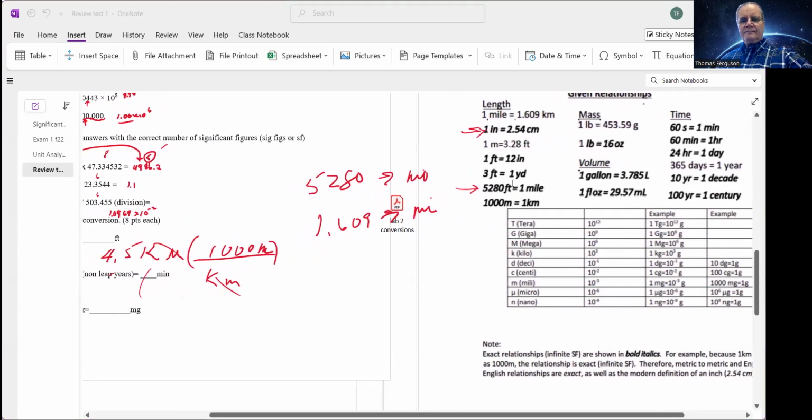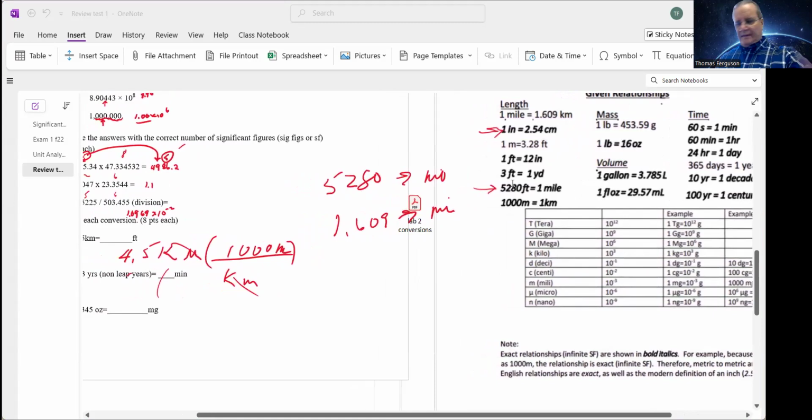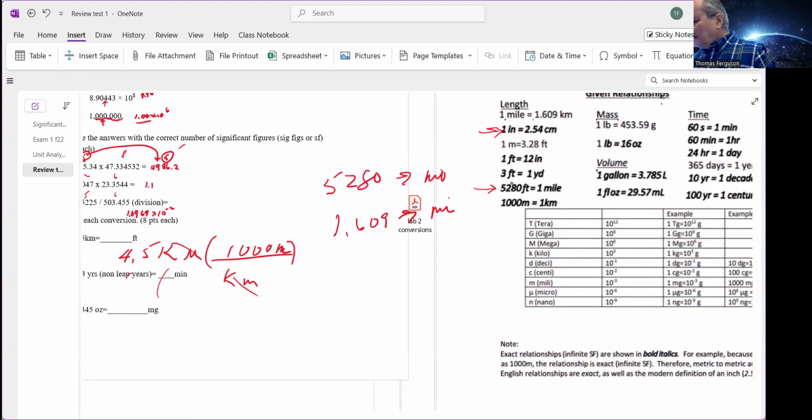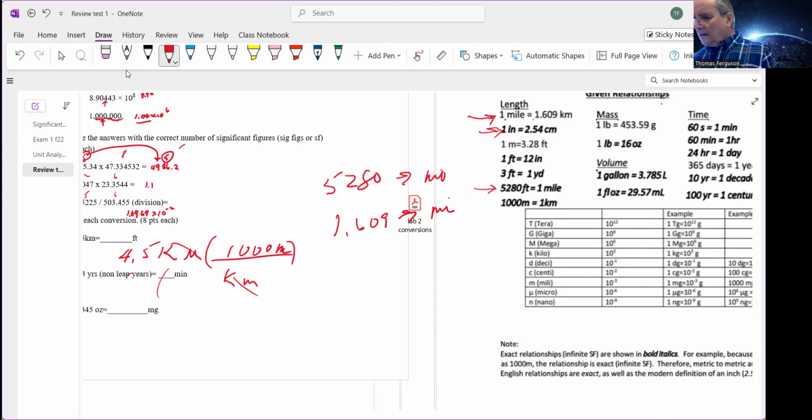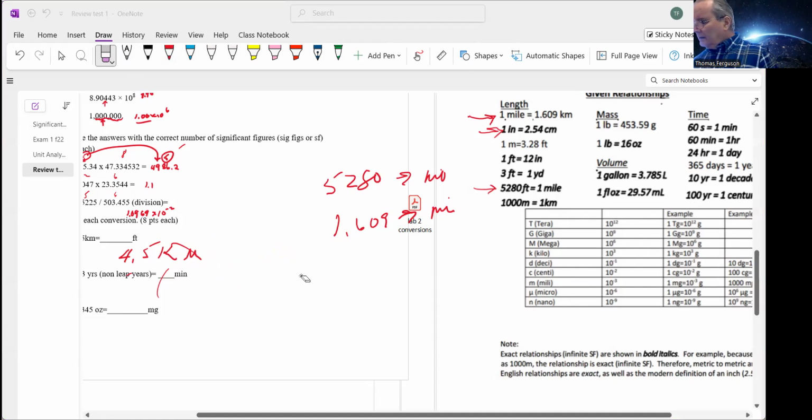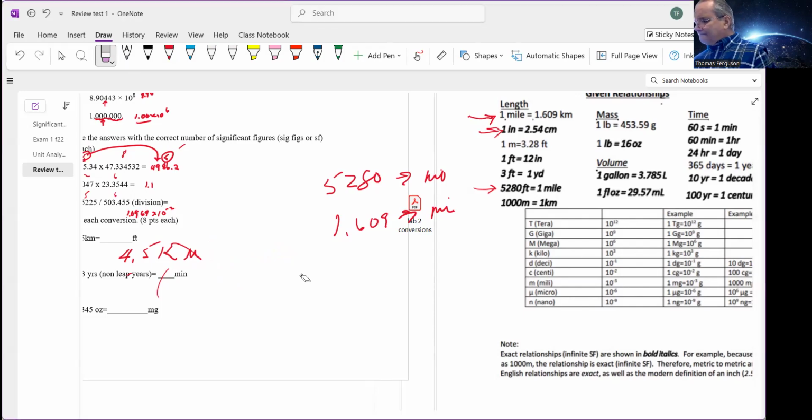Let's see. Let's use this one here. That'll get us into meters, and we can go, okay, so we need to get into feet.